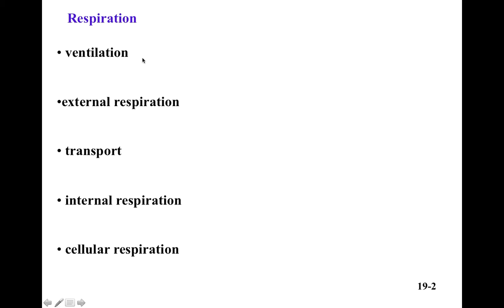Ventilation is taking the air from outside and bringing it into the lungs. External respiration is taking the air from the lungs and delivering it into the bloodstream. Transport happens when the gases are transported in the bloodstream. Internal respiration is when the gases go from the bloodstream into the tissues, so into the cells. And then cellular respiration is making ATP using oxygen and then producing carbon dioxide.